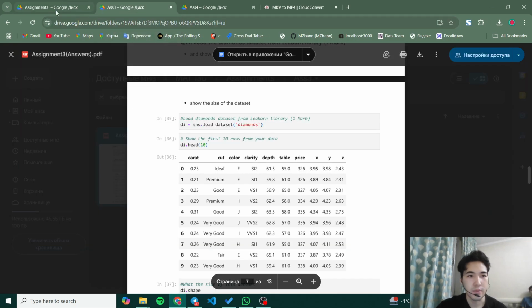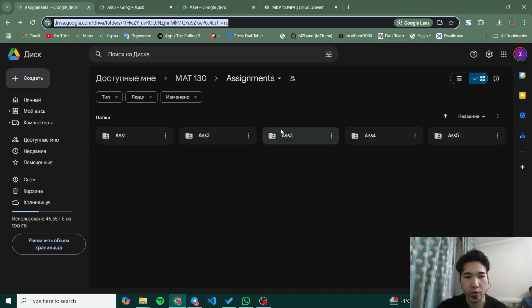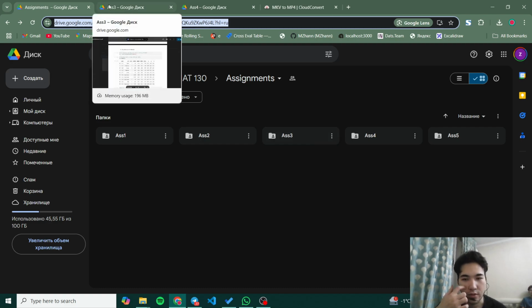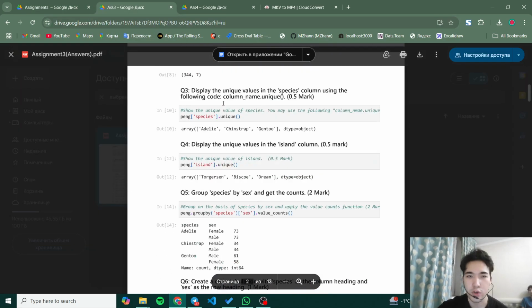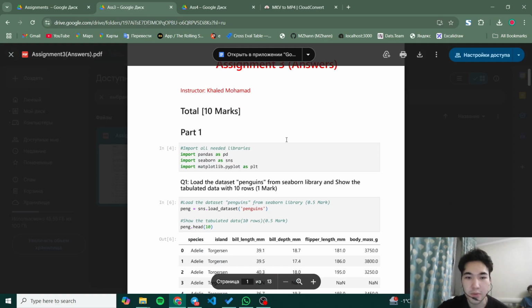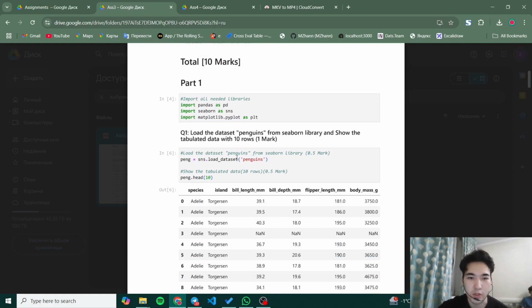Here it is. The teacher shared this folder in Google Drive with me, and here I have all the assignments, their questions and answers. Before the lesson, we took about 1 hour to discuss these assignments, how we would check and how we would grade, and so on. I will first show you assignment 3. Assignment 3 works with a dataset called penguins.